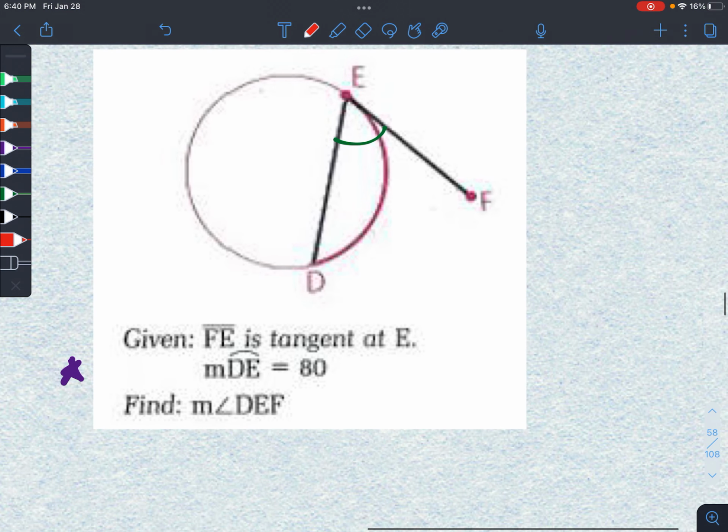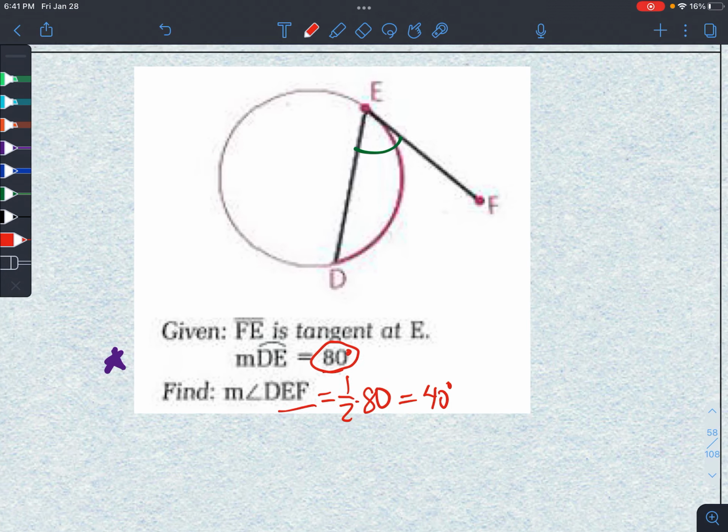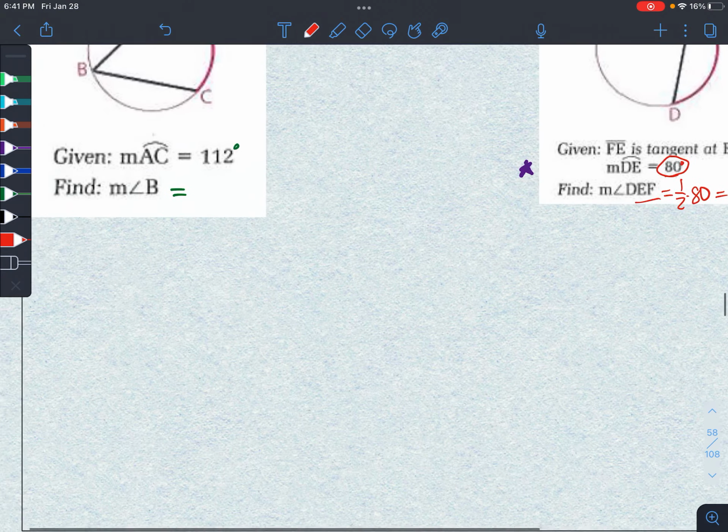Here we have FE is the tangent at E, and the measure of arc DE is 80 degrees. Find the angle measurement. Well, 1/2 times 80 equals 40 degrees. All right? Okay.